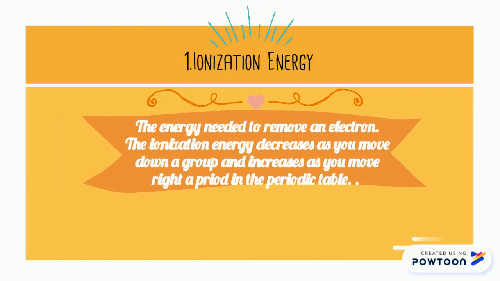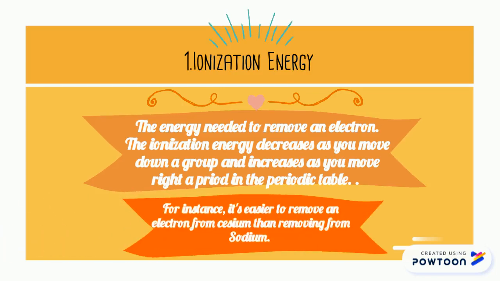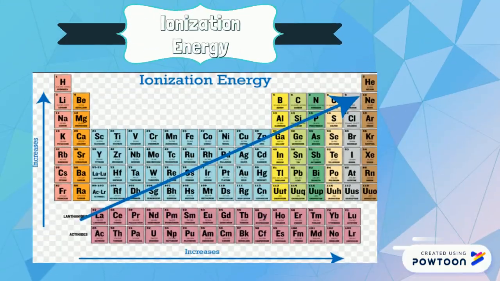The ionization energy decreases as you move down a group and increases as you move right across a period in the periodic table. For instance, it's easier to remove an electron from cesium than from sodium. Ionization energy increases going up the periodic table and also increases going across the periodic table.